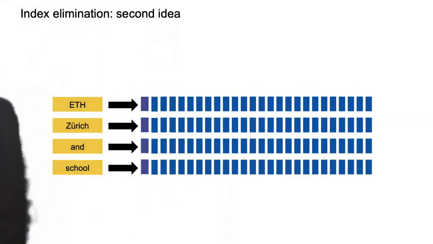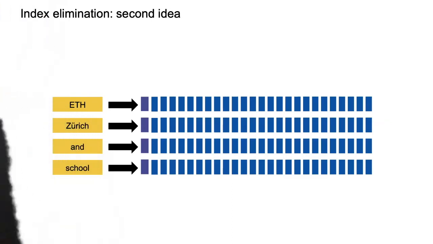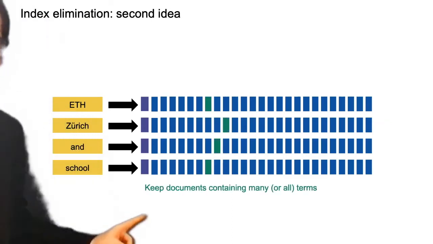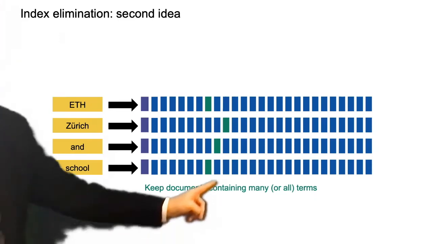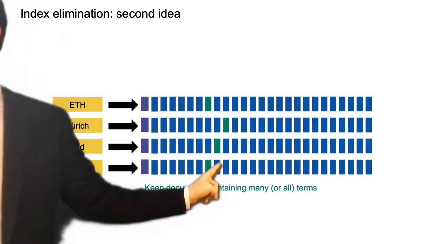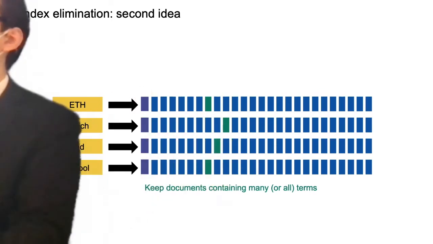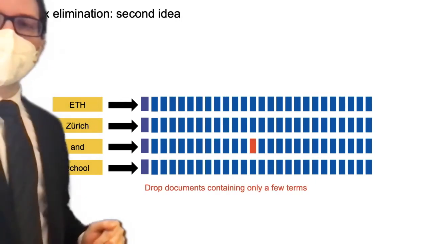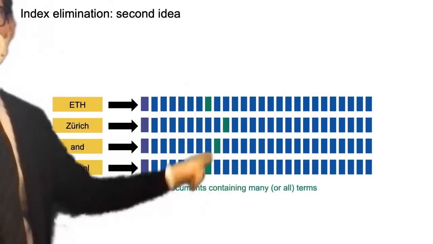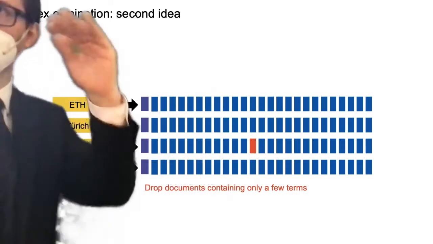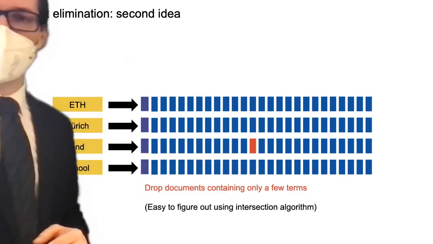All right, there's a second idea, another thing that you can do. The idea is that you can keep the documents that contain many of the terms. So for example, you could have a document that contains all 4 terms in here, as opposed to a document that only contains Zurich and not ETH. So what you could do is you keep the documents that contain all terms and you drop the documents that only contain one of them. Maybe you can have a threshold or something, right?